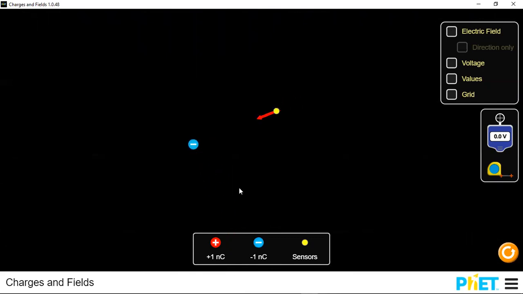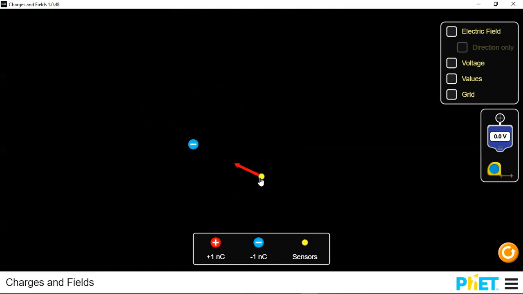We put a negative charge there, and now we can see the direction of the force experienced by the test charge is towards the negative charge. Again, the same thing applies. The closer you get, the bigger the force. The further away, the smaller the force.